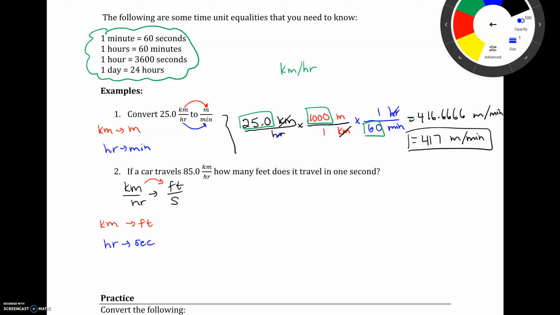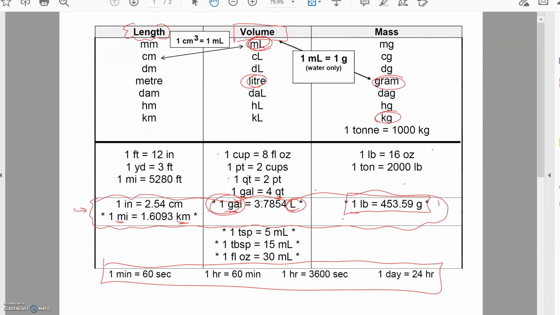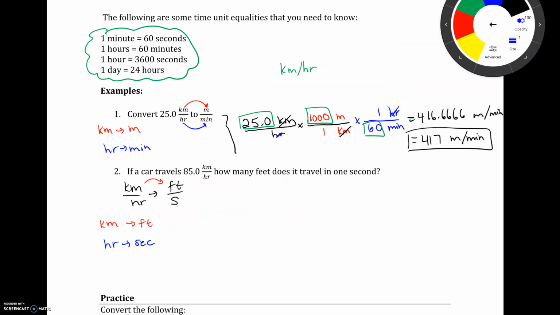Let's check and see if we have the conversion factors we need. First, kilometers to feet. Can I go directly from kilometers to feet? No, but I can go from kilometers to miles and miles to feet. Awesome, that'll be the path that we choose. So going back to our work, we're going to go from kilometers to miles.